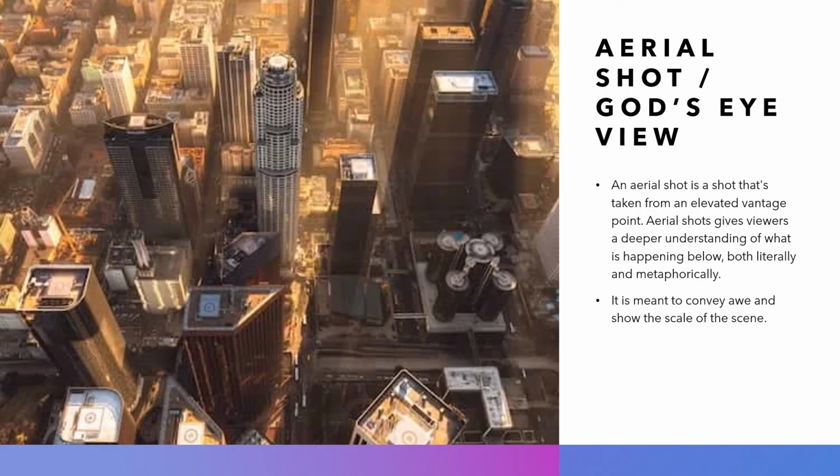The first angle is the aerial shot or God's eye view. An aerial shot is a shot that's taken from an elevated vantage point. Aerial shots give viewers a deeper understanding of what is happening below, both literally and metaphorically. It is meant to convey awe and show the scale of the scene.